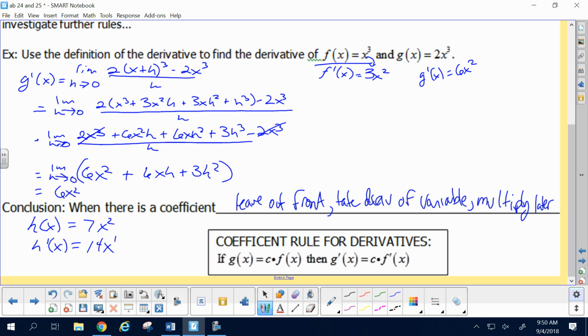What if I have k of x is 2 root x? Then k prime is what? Come on. What's the coefficient? 2 times a half, so altogether those wash and you get 1, and the x drops by an exponent: 2x to the negative 1 half. Okay, so if you have a constant out front, just take the derivative normally on the variable and multiply the constant times your derivative.